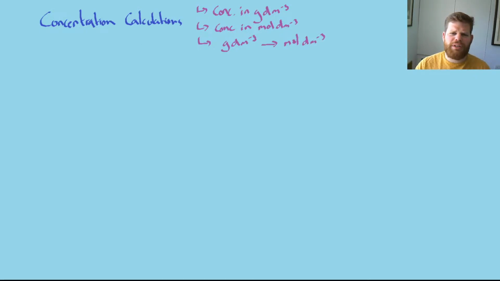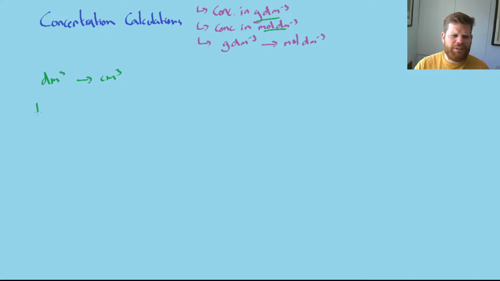Now, before I start talking about all of those, we've got to talk about an important conversion, which is decimeters cubed to centimeters cubed, and back again. How are these two linked with one another? Each of these units, grams per decimeter cubed and moles per decimeter cubed, have this decimeters cubed. So one of the things they'll do in questions is give you the volume in centimeters cubed, and you've got to convert it into decimeters cubed. So how do these two relate?